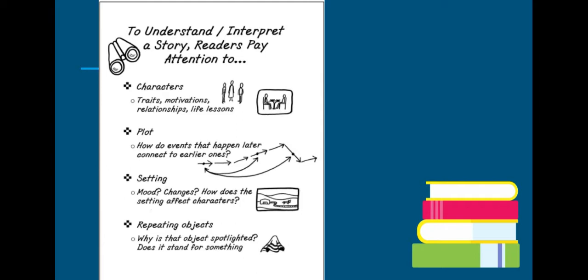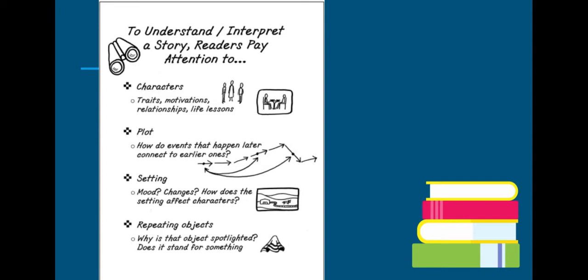Another thing readers pay attention to is the setting. The setting and where a story takes place really does matter and affects how the story plays out. Is there a certain mood to the setting? Does it seem sad? Does it seem happy? Does it seem kind of spooky? Is the setting changing? And pay attention, if it is changing, to how it's changing. How does the setting affect the characters? In our story, the setting plays a big role on Keck's life. The setting is something you want to make sure you're tracking in your own stories.